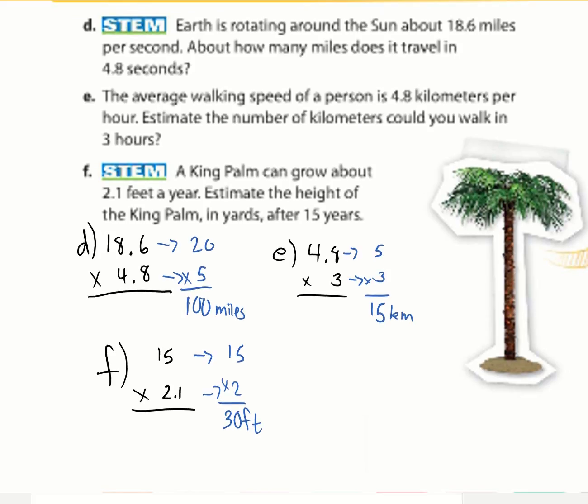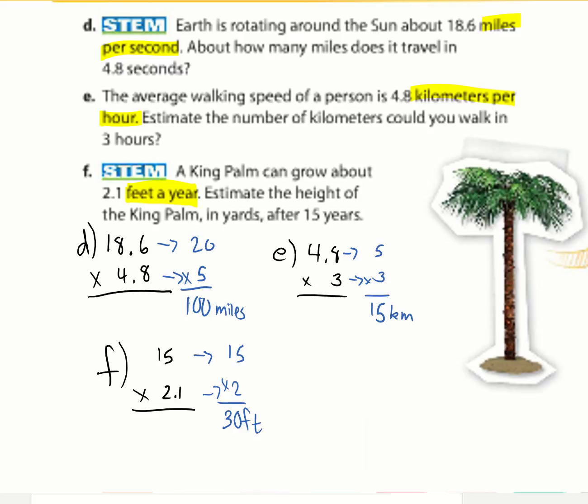Now for F, we really need to focus on what the question's asking. It says a king palm tree can grow about 2 1/10 feet a year. Estimate the height of the king palm tree in yards after 15 years. Now we're seeing similar phrases. It says feet a year, kilometers per hour, miles per second. So like miles per hour, these all tell us that we're going to be multiplying.